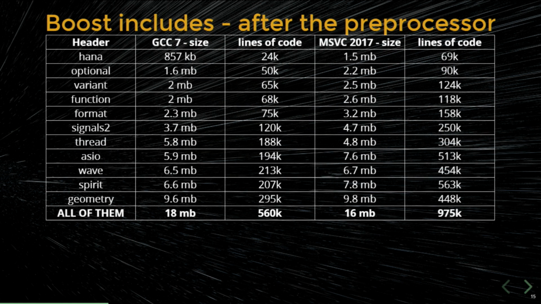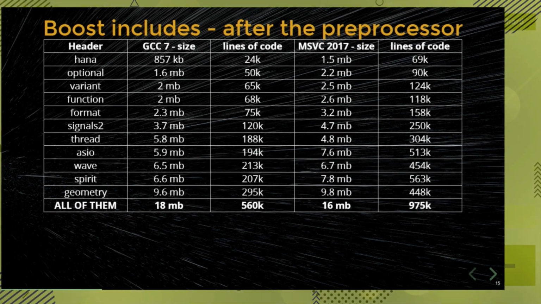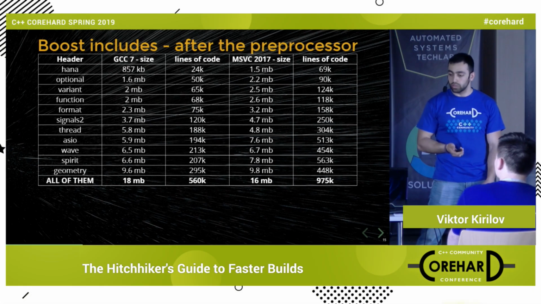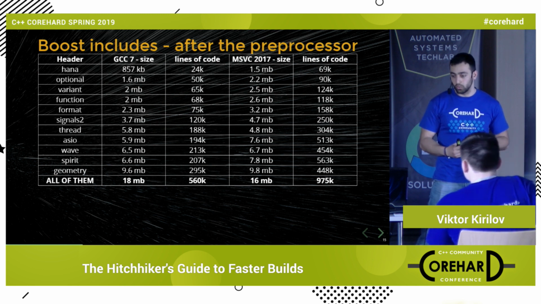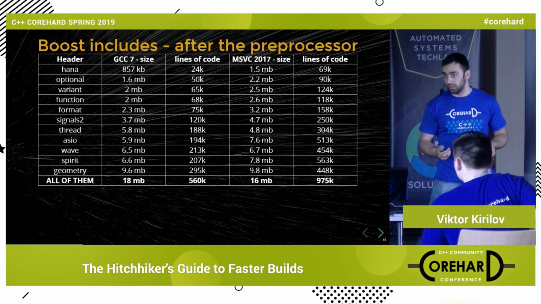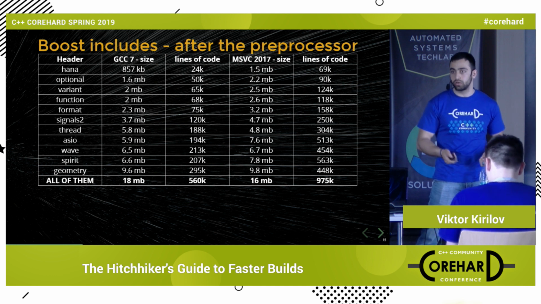If we include some boost headers, for example, just boost geometry ends up in almost 10 megabytes of source code. And in the case of Visual Studio, it's almost 500,000 lines of code. And if we include it and a few others, we can reach almost 20 megabytes of source code. So we have written maybe 100 lines of code. We include one header and we get 500,000 lines of code. And we compile that over and over and over again.